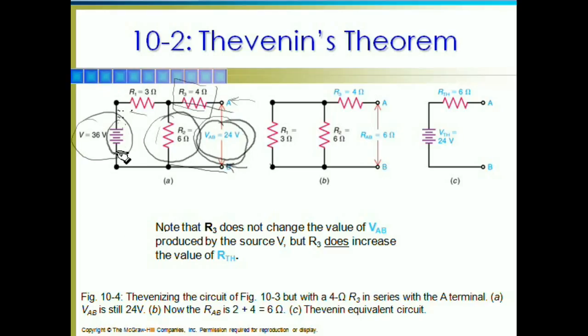Until I short across my voltage source and look back from points A and B. Now, using an ohm meter, that 4 ohm becomes part of the circuit again. So I still have 2 ohms here in series with a 4 ohm, so my Thevenin equivalent then has a 6 ohm resistance. R3 makes absolutely no difference at all when measuring voltage, but it does make a difference when it comes to looking at resistance.